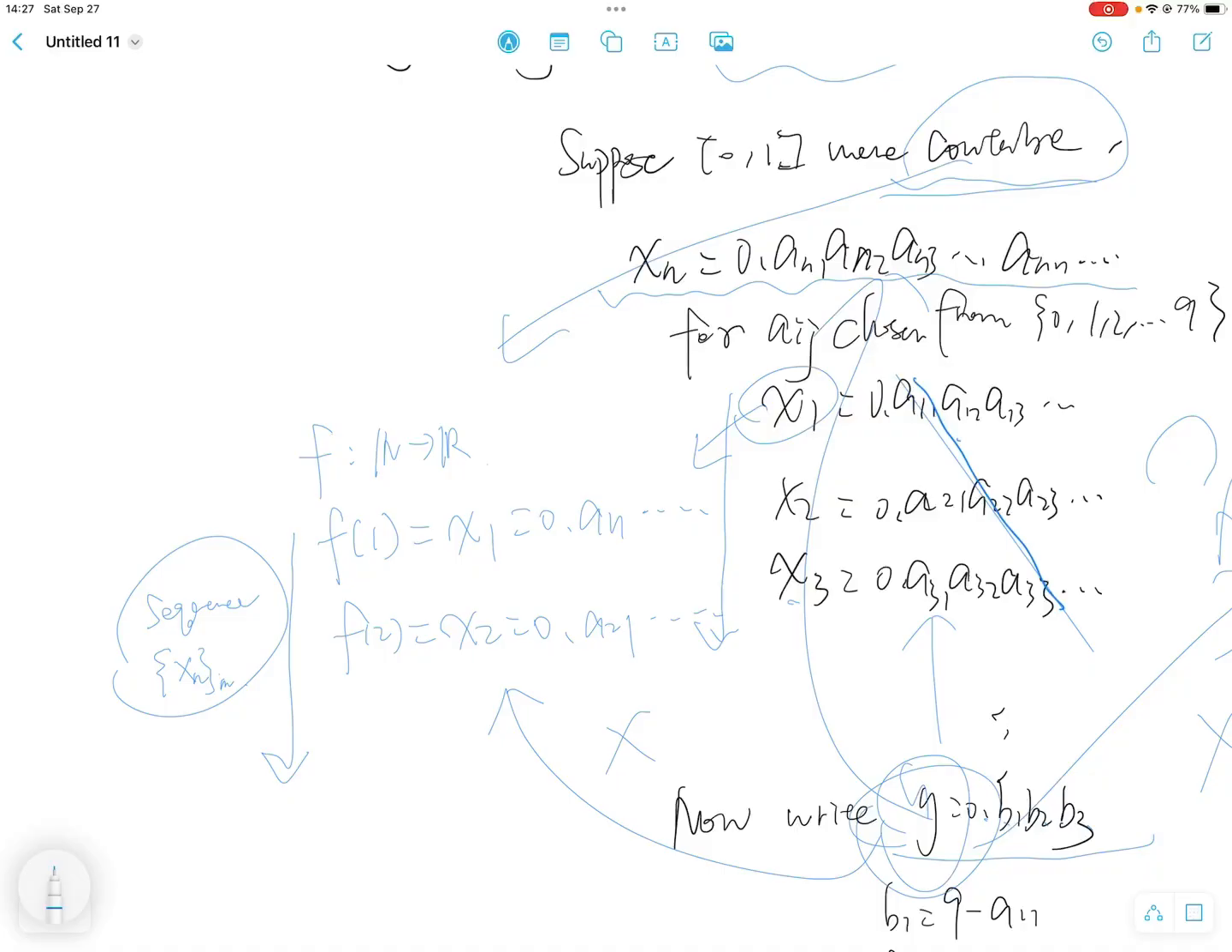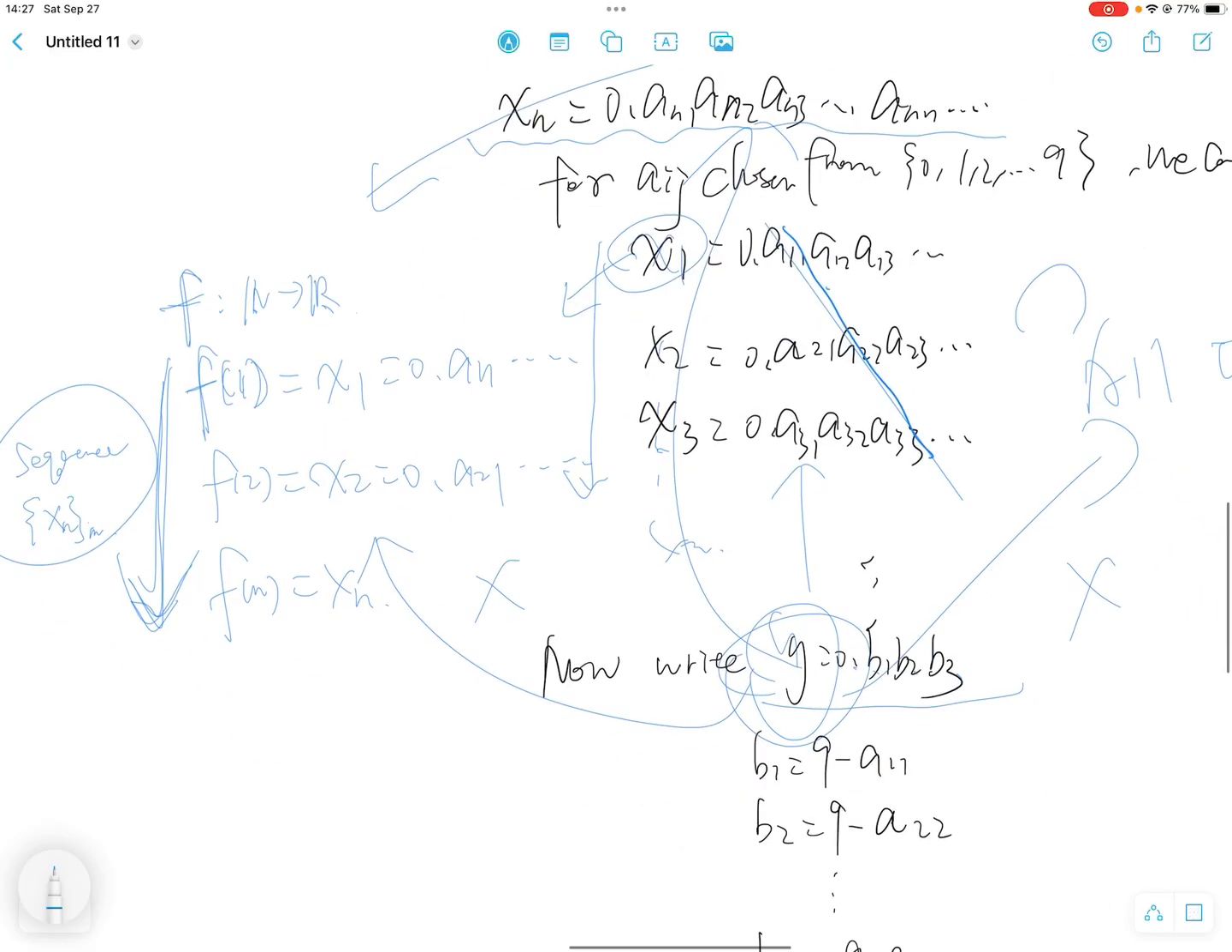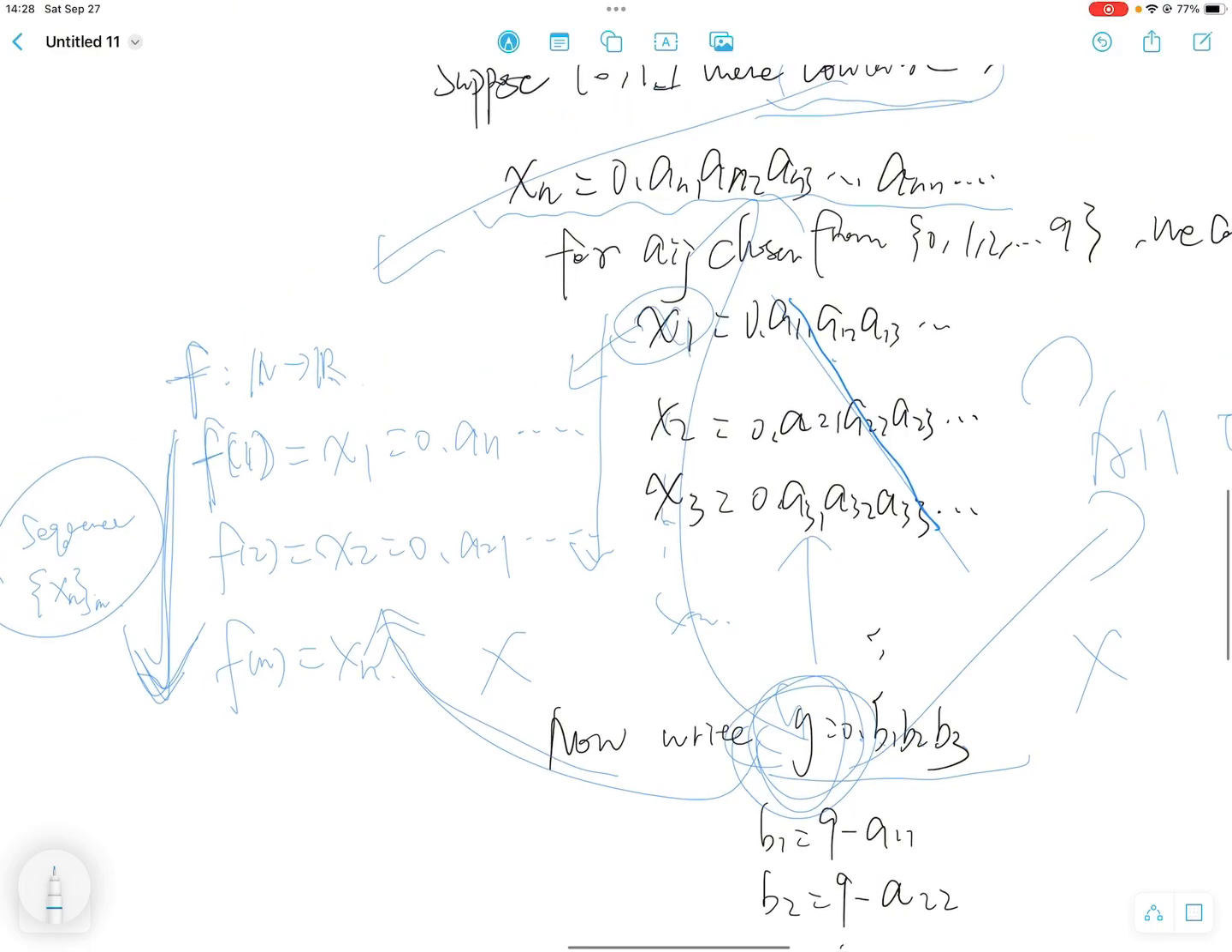So we suppose it has a bijection from N to R, and our sequence from x1 to xn is like this, from f(1) to f(n). And since it's a bijection, this sequence should contain all of the real numbers. But y is also a real number and is expressed in a decimal way, but it's not in here. So it's not a bijection, and our supposition is not true.